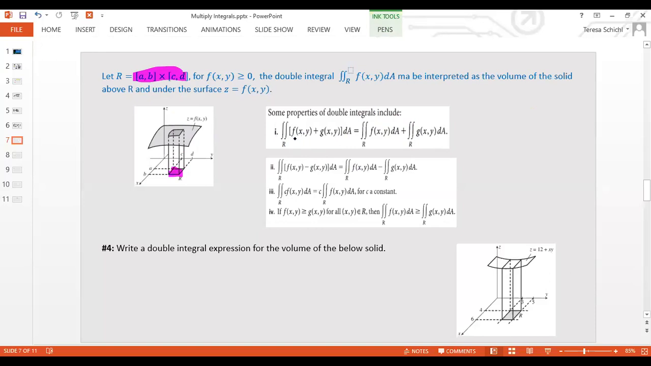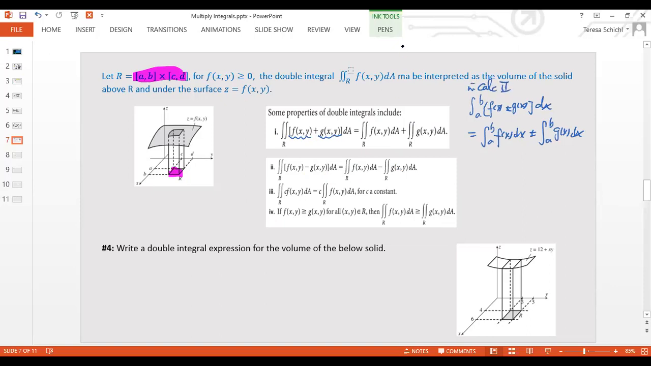Let's say you have two functions. If you add two functions over this integration region, you can separate that, and likewise with minus, just like in Calc 2. In Calc 2, if you have the integral from a to b of f(x) plus or minus g(x) dx, then you can separate that into the integral from a to b of f(x) dx plus or minus the integral from a to b of g(x) dx. We know we can do that.